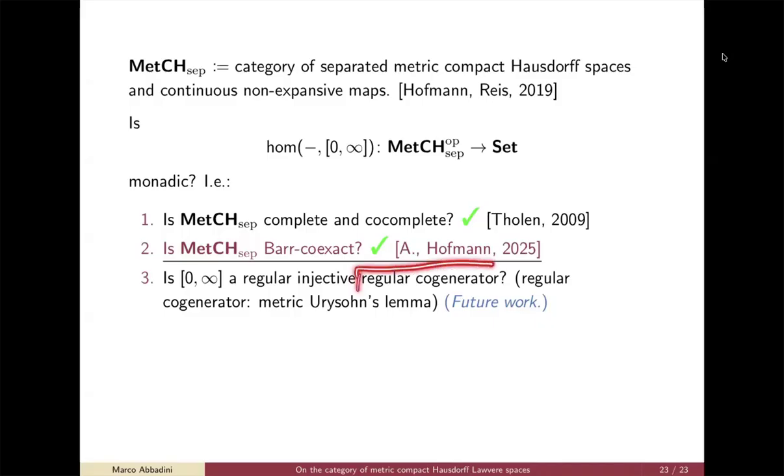Being a regular cogenerator is also something interesting outside the analysis of the categorical properties. Namely, it amounts to a metric version of Urysohn's lemma.